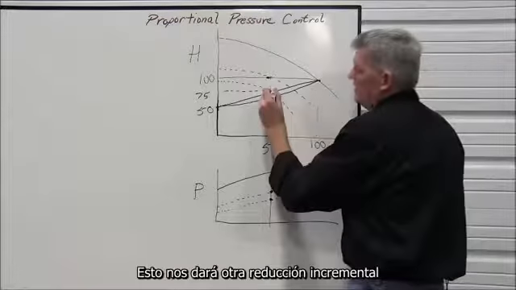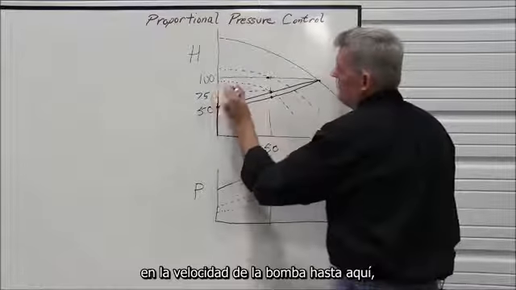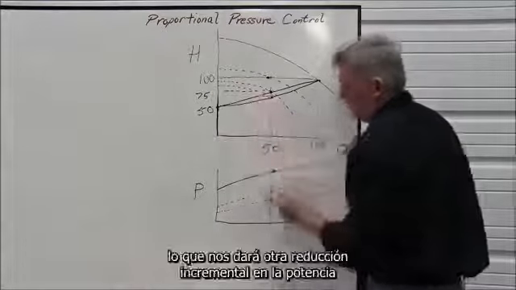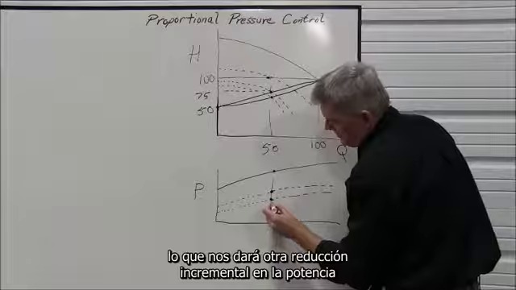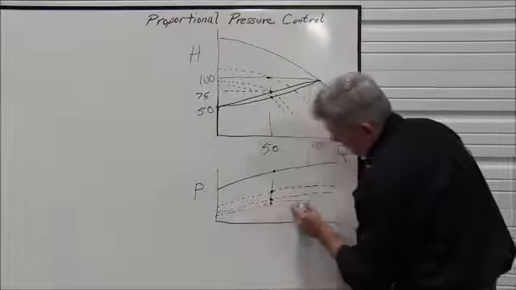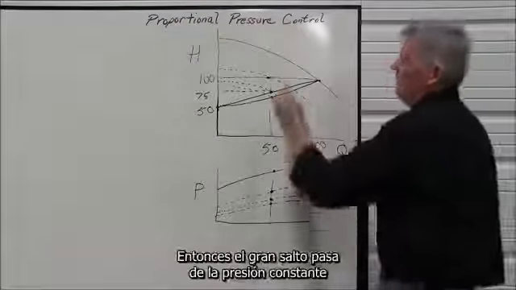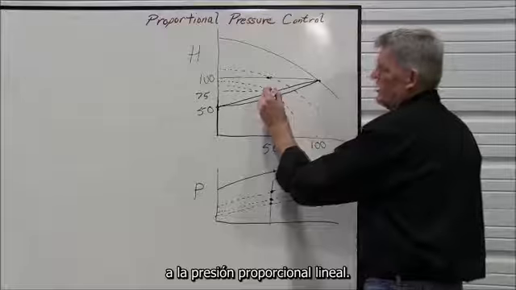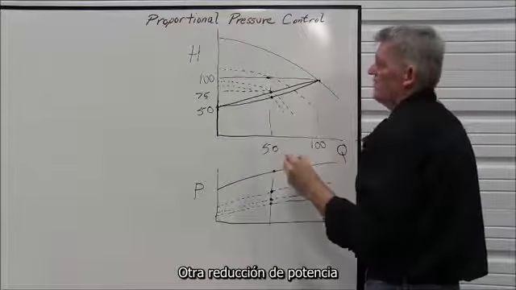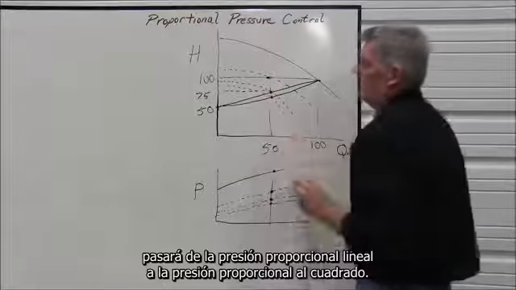So this will give us another incremental reduction in pump speed down to here, which will give us another incremental reduction in power, taking us from this power level down to this power level. So the big jump going from constant pressure to proportional pressure linear, another reduction in power is going to go from proportional pressure linear to proportional pressure squared.